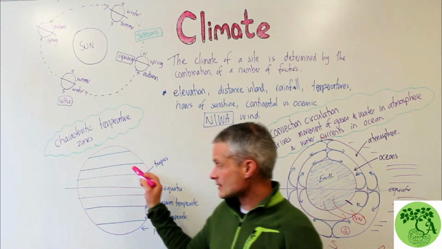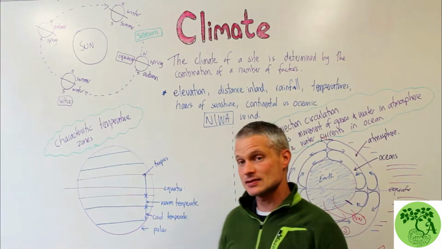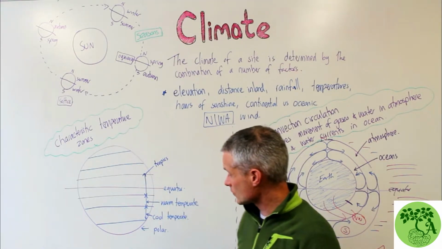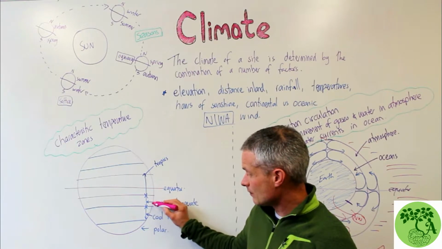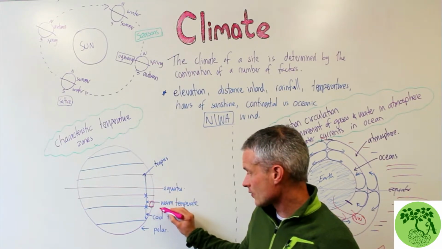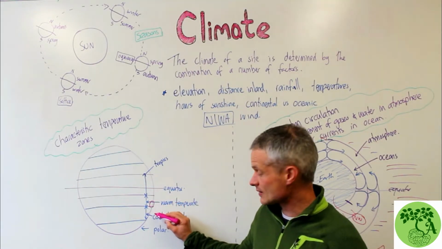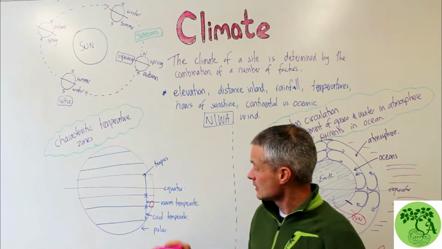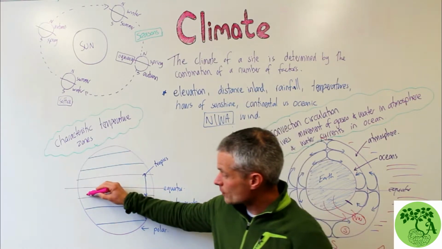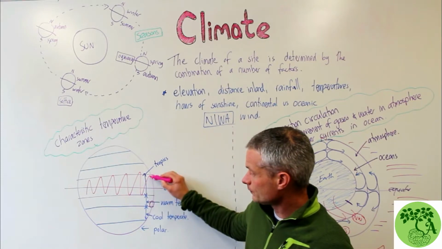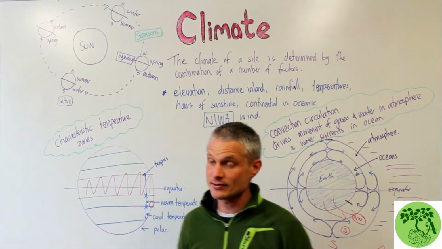And they create characteristic patterns depending upon where you are in the world. So in New Zealand, we're bordering the warm temperate and, down the bottom of the south, the cool temperate zones. So if you're in the tropical zone of the earth, you have quite a characteristic climate.